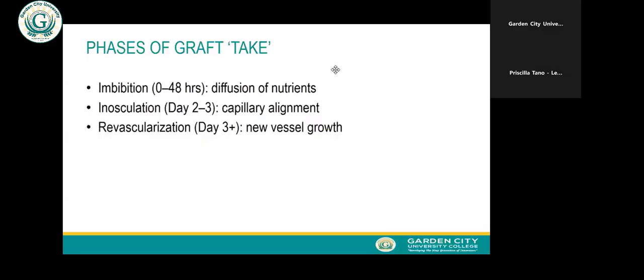Now we have the revascularization, the phase 3. So there'll be new blood vessel growth, and then it helps the graft to take. This is more difficult in full thickness skin grafting compared to the partial thickness or the split thickness skin grafting. Okay.